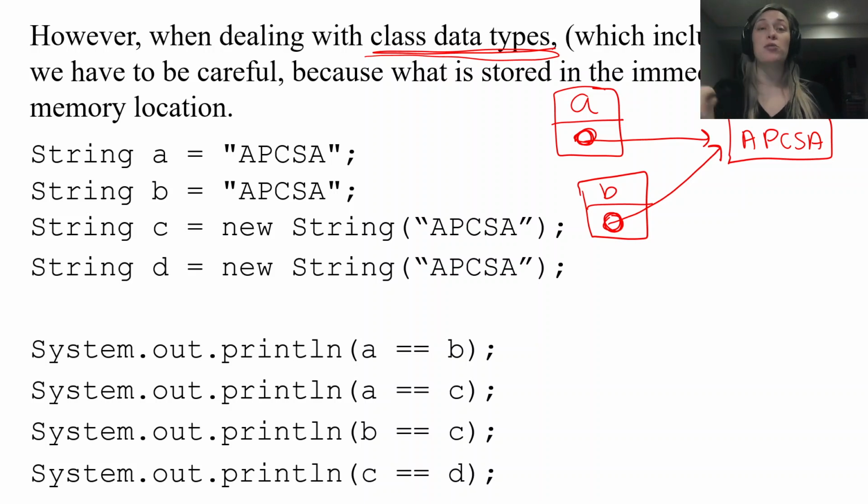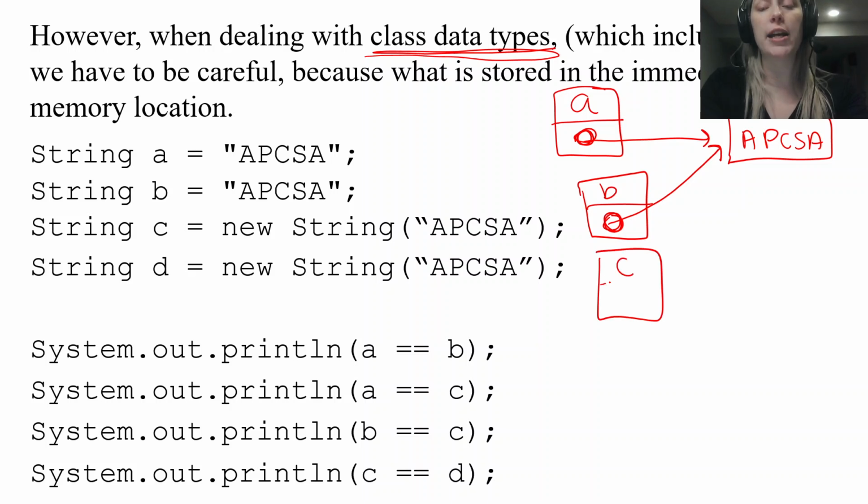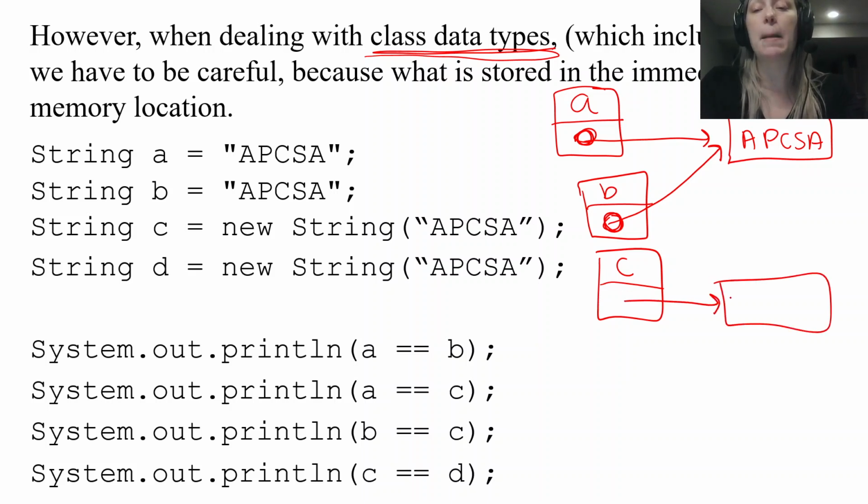Okay? It doesn't handle other objects like that. It's just a funky way that it handles strings. It's going to make a difference here in a moment. Now with string C and string D, okay, when those are created, actually using the explicit constructor, those create a new object in memory. So it doesn't matter that AP CSA was already in the string pool, you are creating a new object.